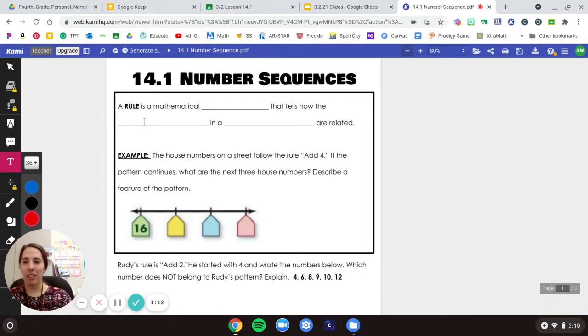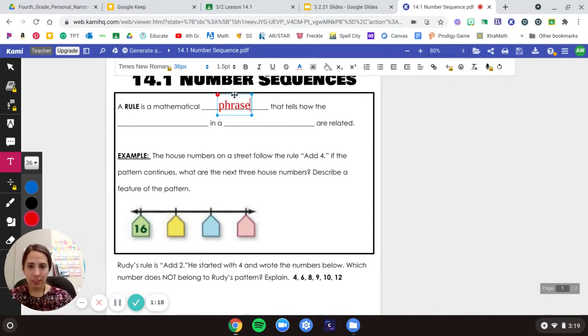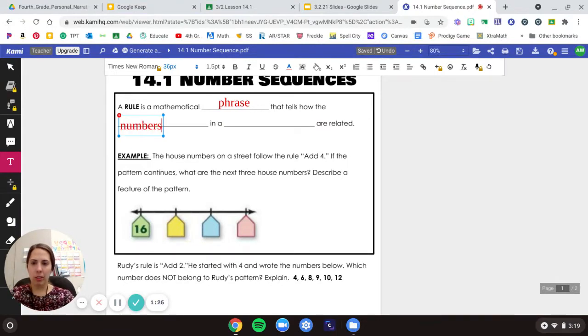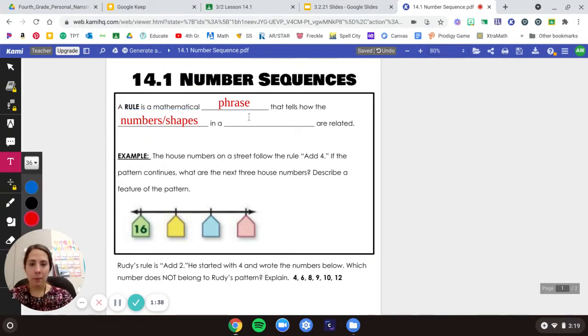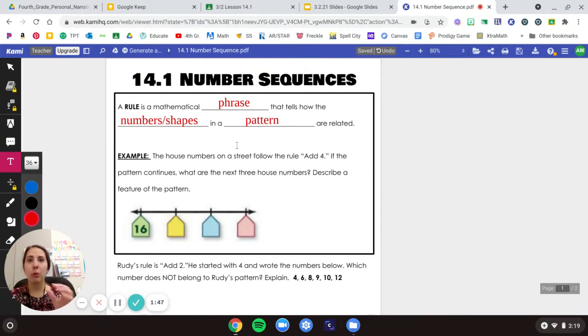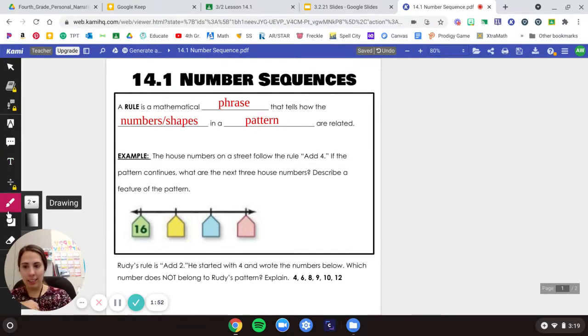So let's look at our definition. A rule is a mathematical, we're going to say phrase, like a short sentence that tells how, when we're doing patterns, we know we can have it with numbers or shapes. A phrase that tells how the numbers, meaning or shapes, in a pattern are related. Okay, so we're using this phrase that tells us how they are related, what we're going to do to each part of it.